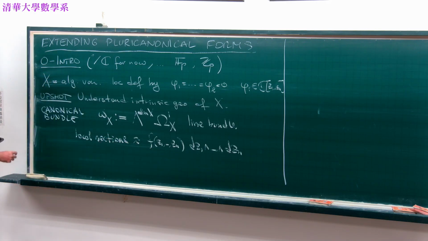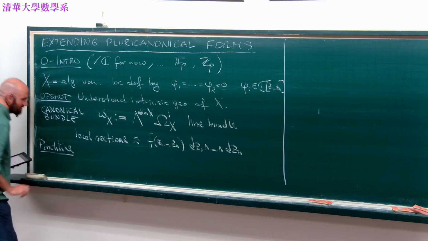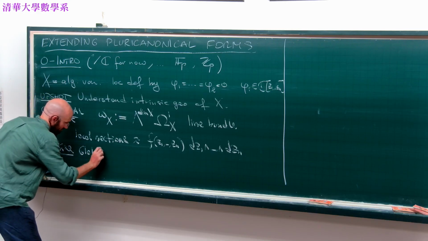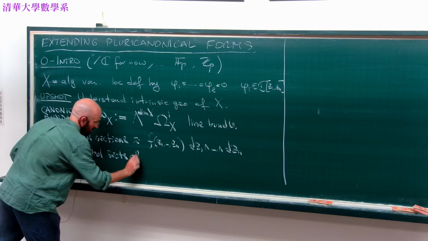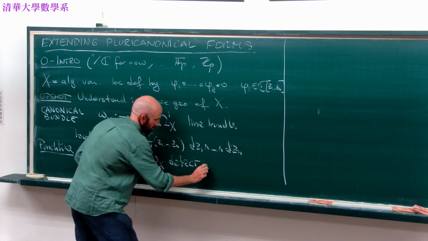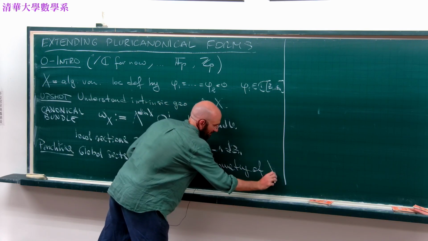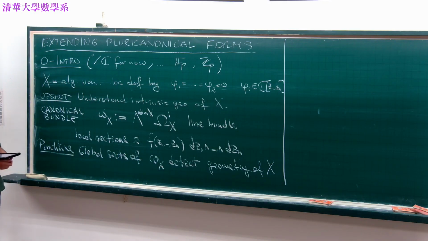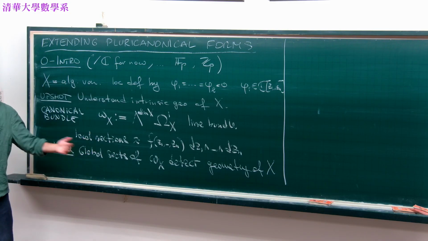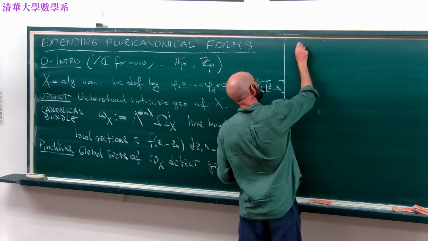So the punchline is that the global sections of omega X detect the geometry of X. We will understand the geometry of the variety through the properties of the sections of this line bundle. So what do I mean by this? Let me make an example.